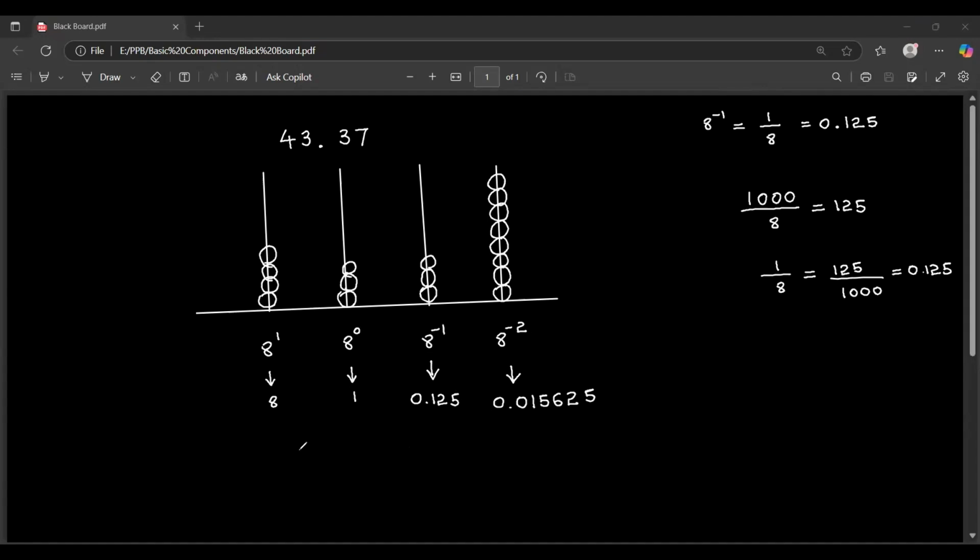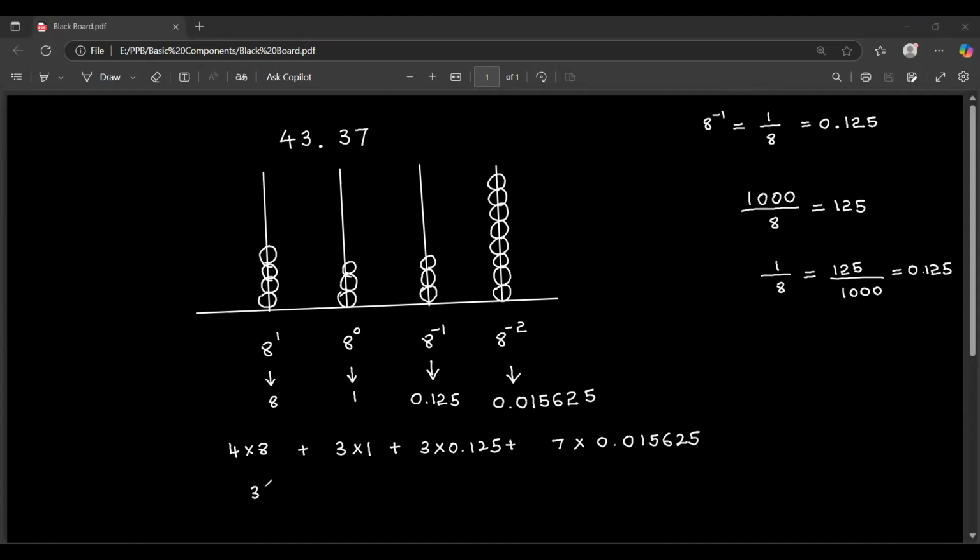But how to finalize the answer? You have to add all these things. Well, you can't directly add. Why? We need to multiply by the bits. Here you have four bits, so it will be 4 into 8, 3 into 1, 3 into 0.125, and 7 into 0.015625. Then finally, we have to add all these values.